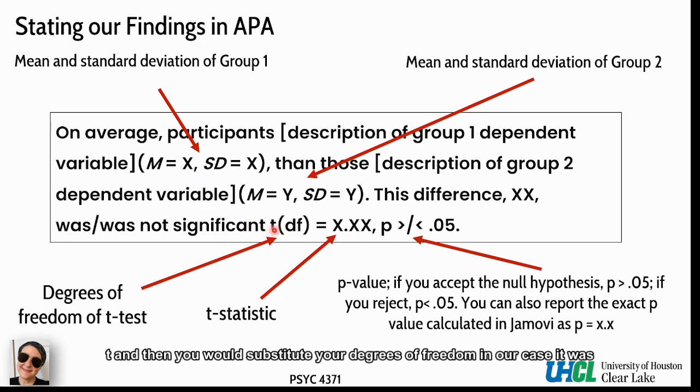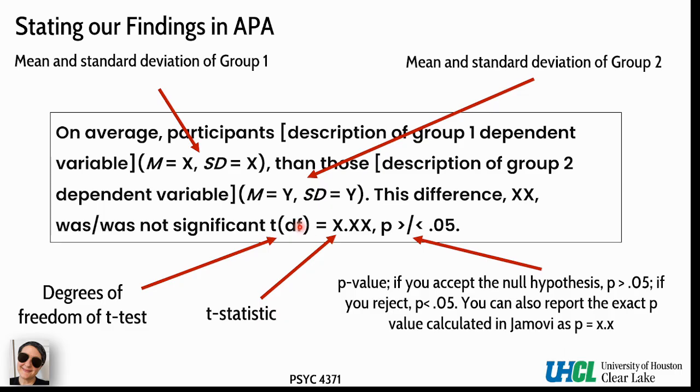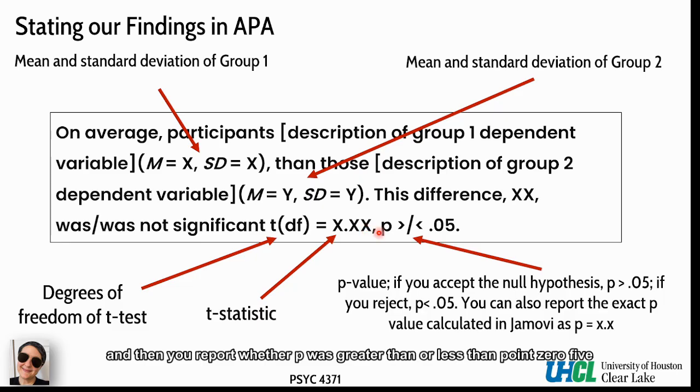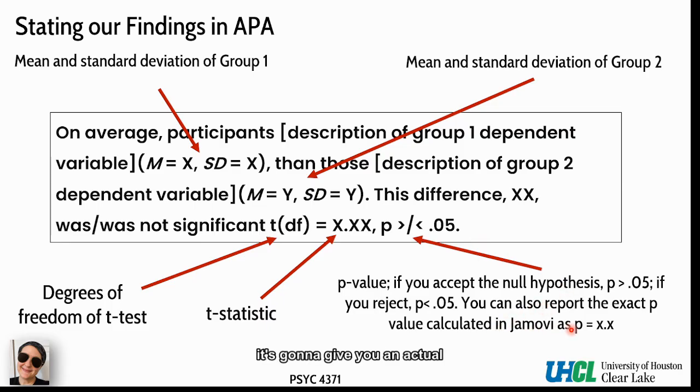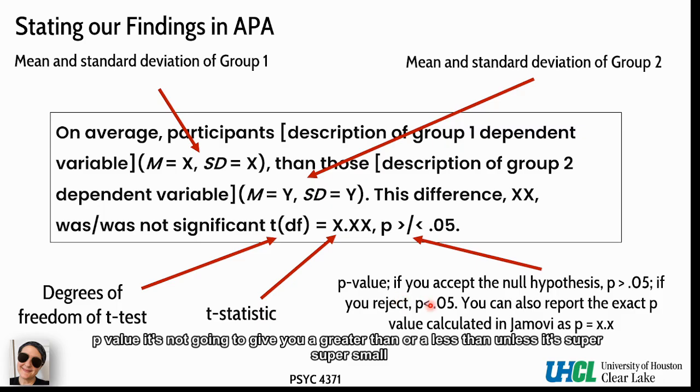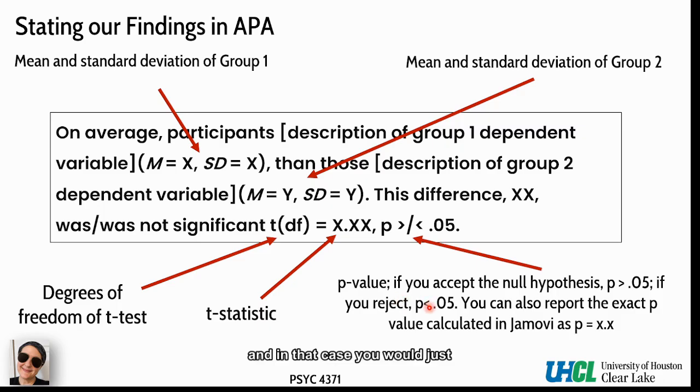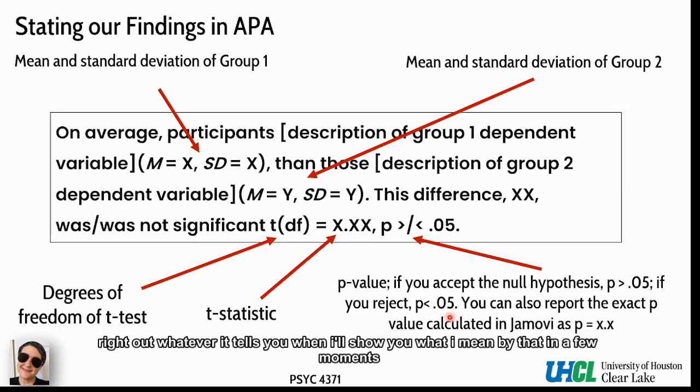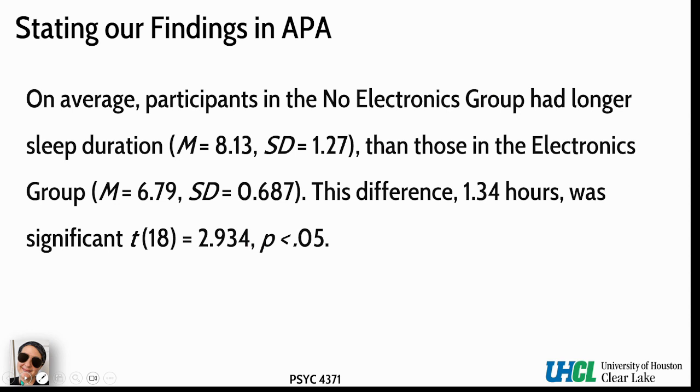You would say t, and then you would substitute your degrees of freedom. In our case, it was 18, is equal to, and you put your t statistic, and then you report whether p was greater than or less than 0.05, or if you use Jamovi to calculate it, it's going to give you an actual p-value. It's not going to give you a greater than or a less than unless it's super, super small. And in that case, you would just write out whatever it tells you. And I'll show you what I mean by that in a few moments.